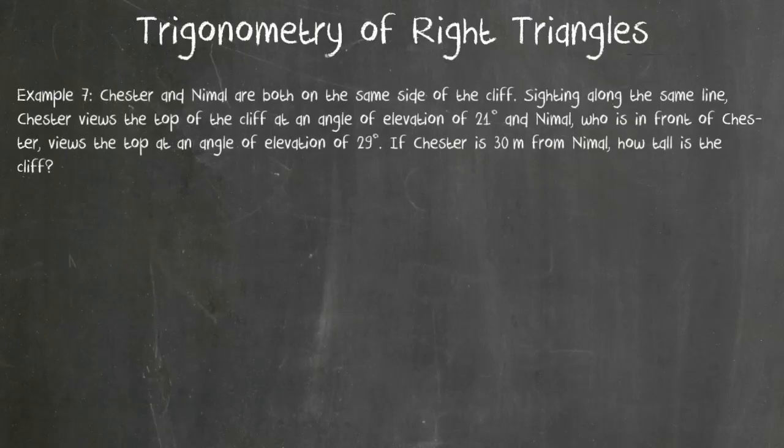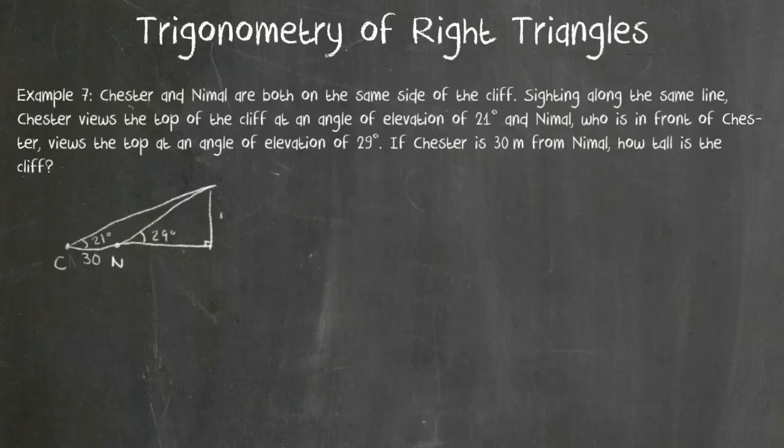Okay. So again, we start with a quick diagram. I have two people, so I have Chester here. I'm going to use that as C. Nemo's in front of him, N. And then somewhere over here, I have a cliff. Okay, I do my horizontal to be able to show my angle of elevation. I know the distance between C and N is 30 meters. Again, the angle of elevation from Chester's point of view is 21 degrees, and from Nemo is 29 degrees. What I'm looking for is the height of the cliff there.